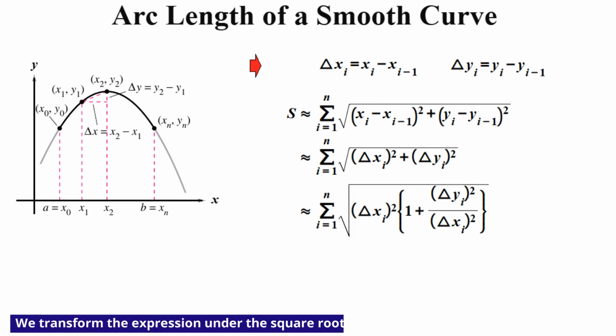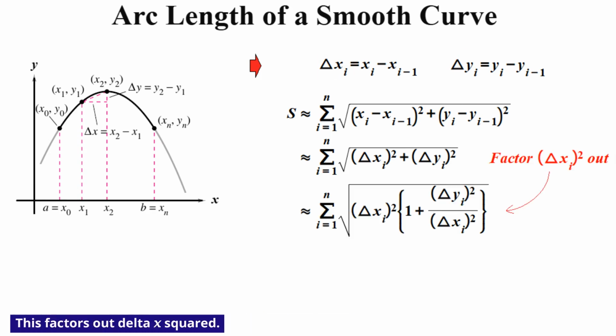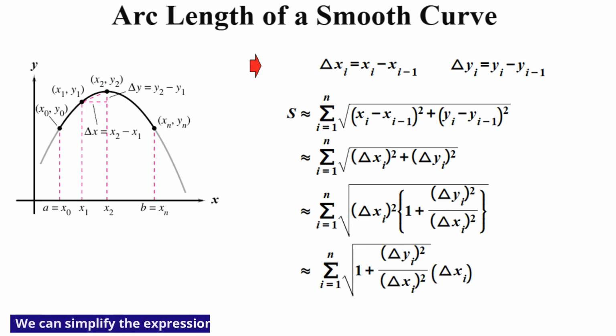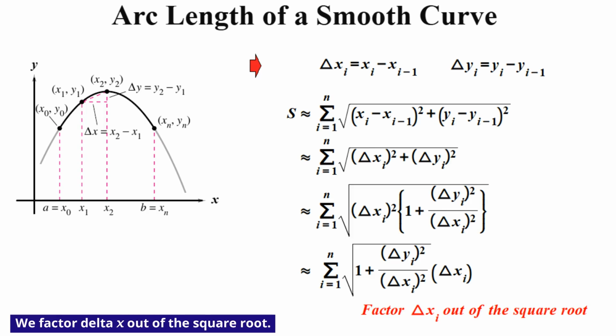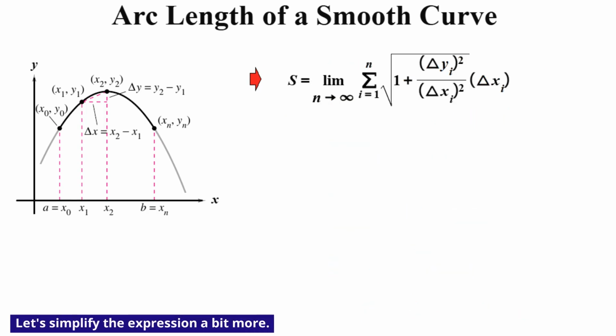We transform the expression under the square root. This factors out delta x squared. We can simplify the expression further as follows. We factor delta x out of the square root. Let's simplify the expression a bit more.